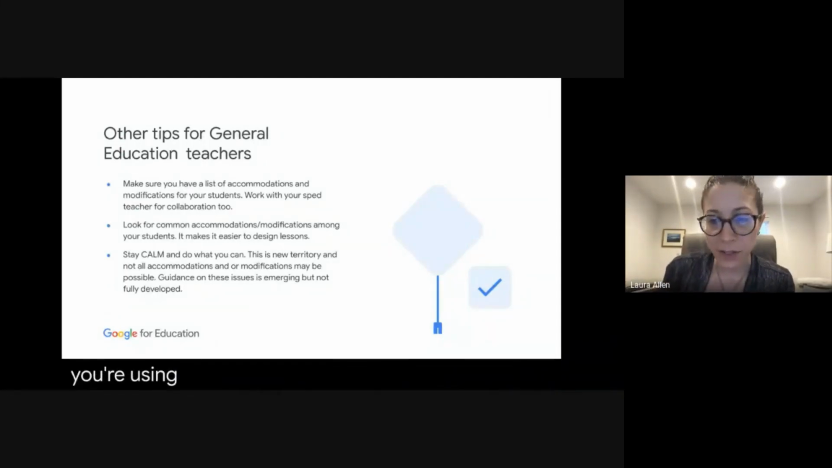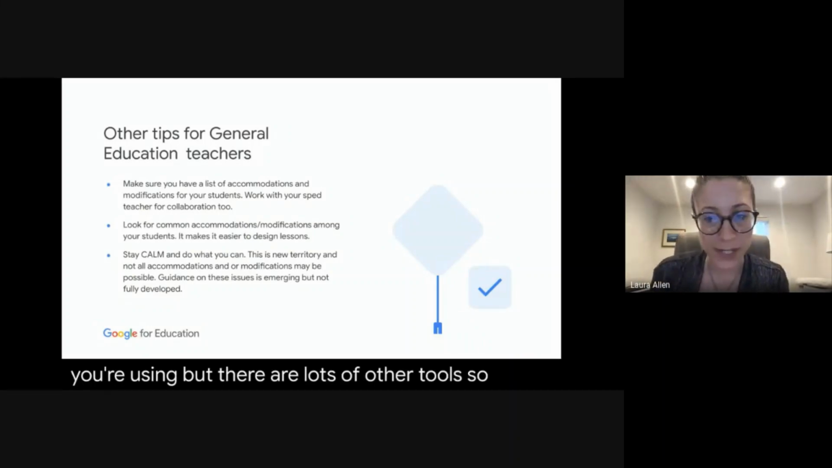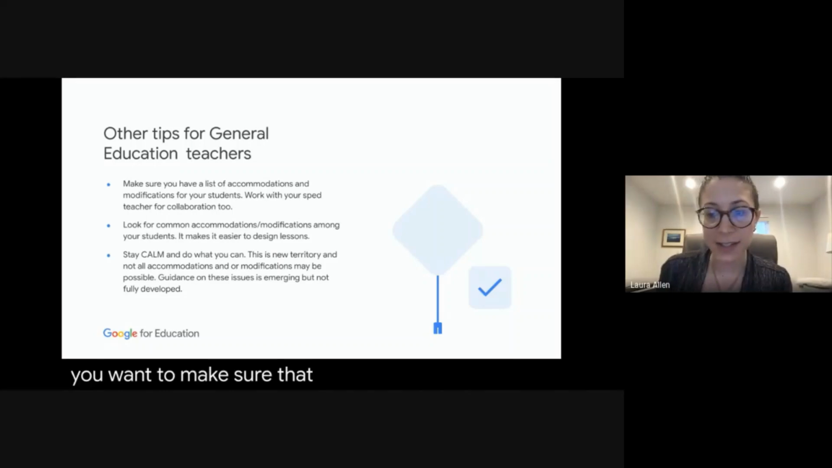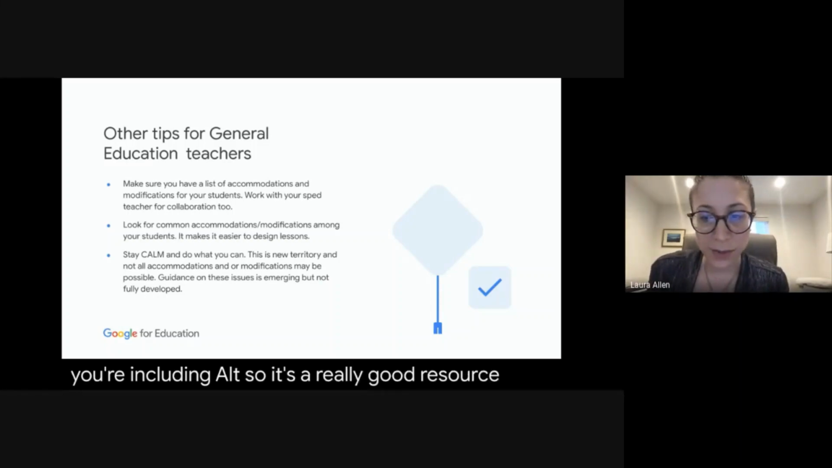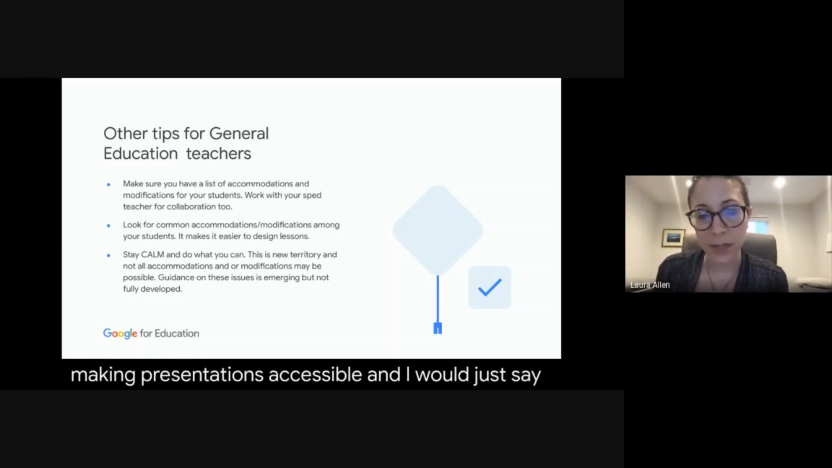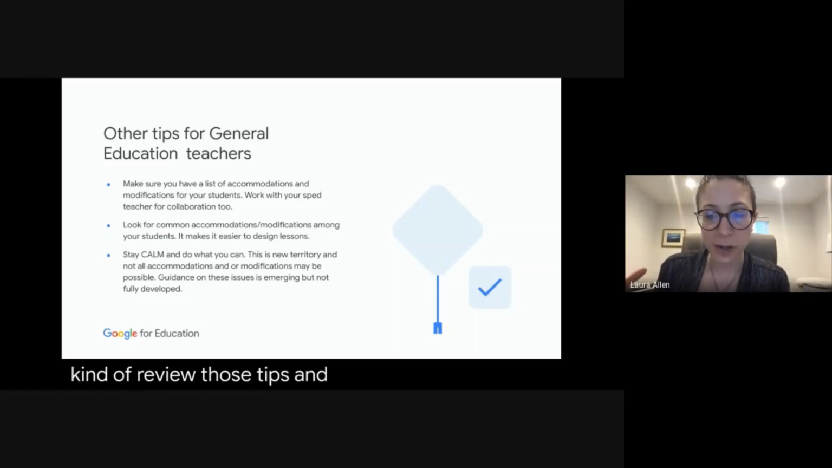But there are lots of other tools. So, for example, for students who are using text to speech, you want to make sure that anything you're sending out is accessible to them as well, and you're including alt text for images and descriptions. There are some really good resources in the Google Docs Help Center about making presentations accessible. I would just say review those tips and focus on how you make the materials themselves as inclusive as they can be.